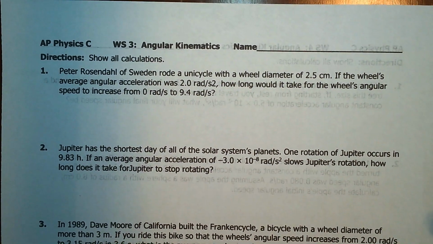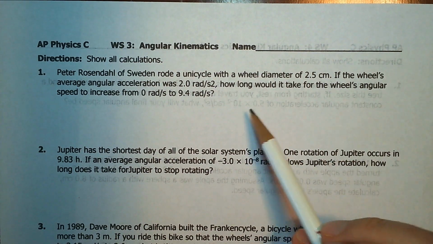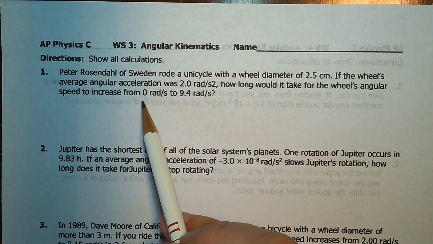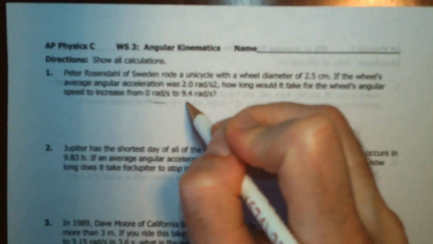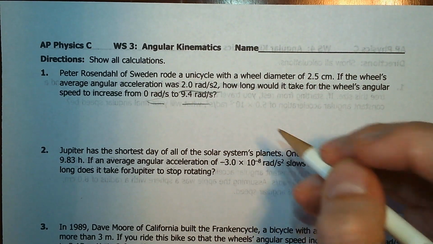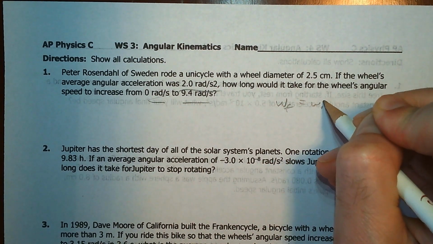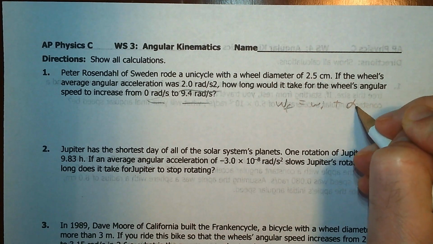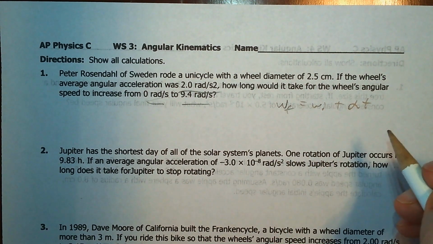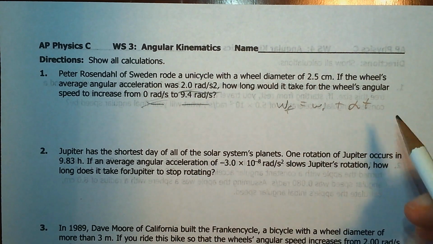Alright, some more angular kinematics. Let's see, we're trying to find time here. It gives us the initial speed, the final speed, and the acceleration. So I think you're going to use omega f equals omega i plus alpha t. So Vf equals Vi plus At. Here's Vf, here's Vi, here's A, is alpha t.